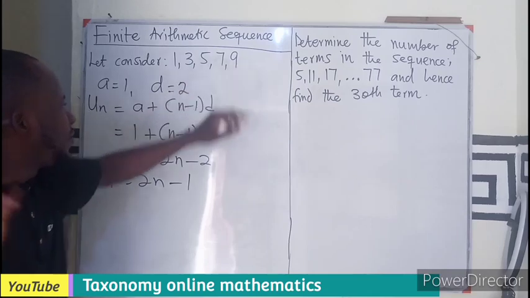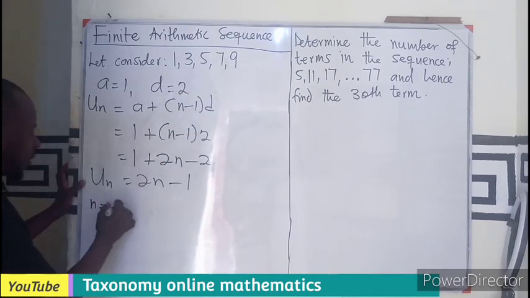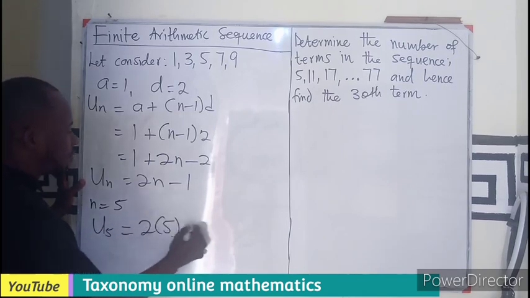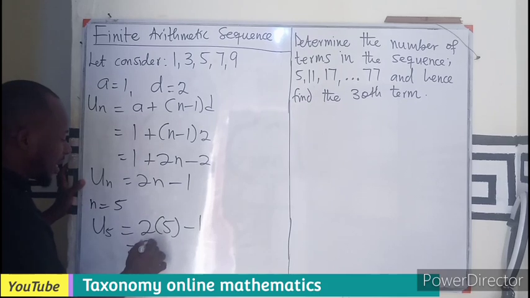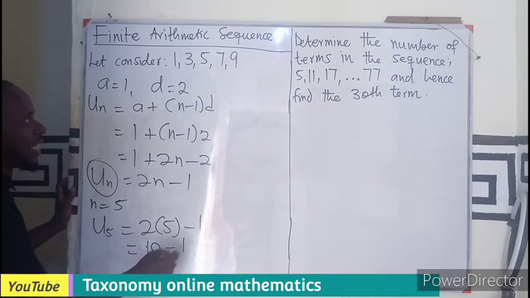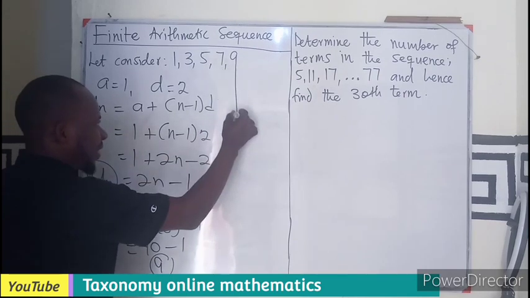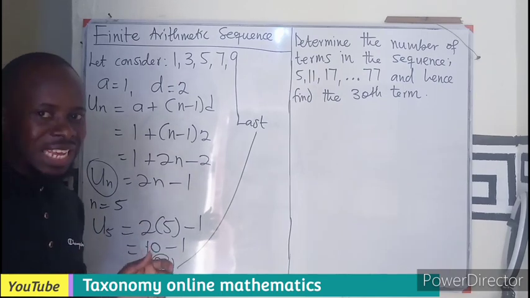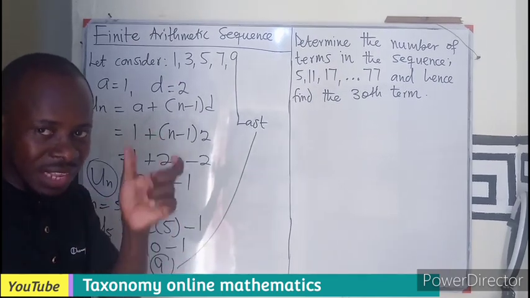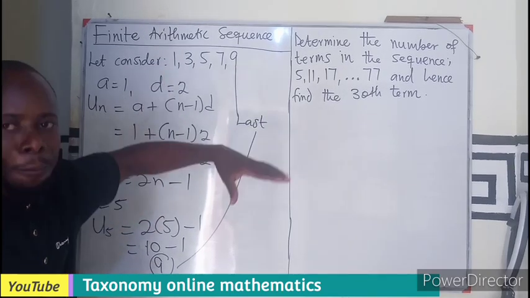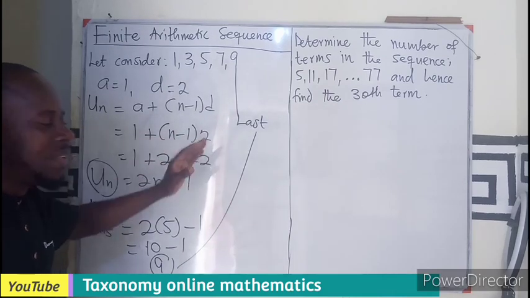The fifth term, if n is 5, we are going to have u5 equals 2 times 5 minus 1. That will be 10 minus 1, which is 9. So this nth term is 9, and the last term is also 9. So we can conclude that in any arithmetic sequence, that is AP, the nth term is the same as the last term.